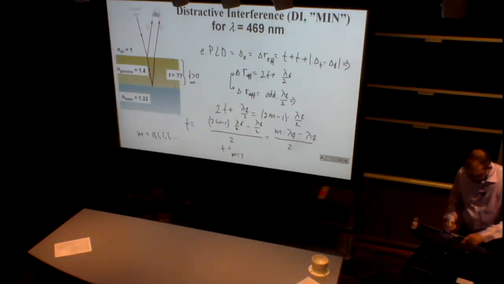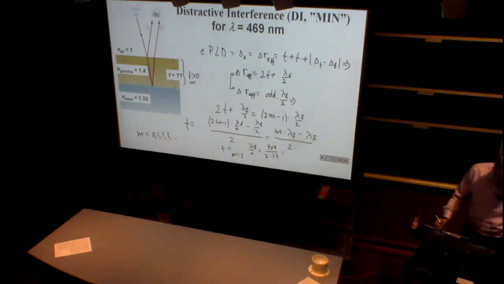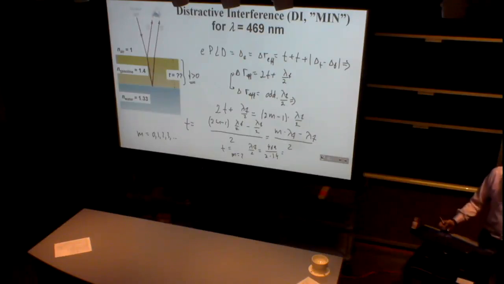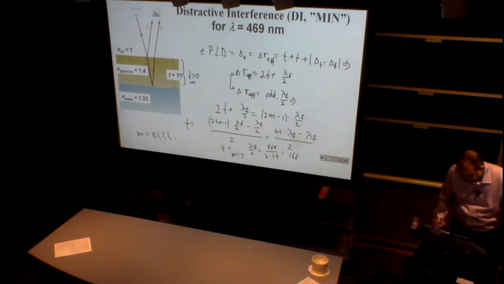Which gives a half of a wavelength in the film, 469/2, and the index of refraction of the film. So we have solved on Friday a problem for constructive interference. Now we have solved the problem for destructive interference. That exhausts all our options. 469 divided by 2.8. Once all round it up.